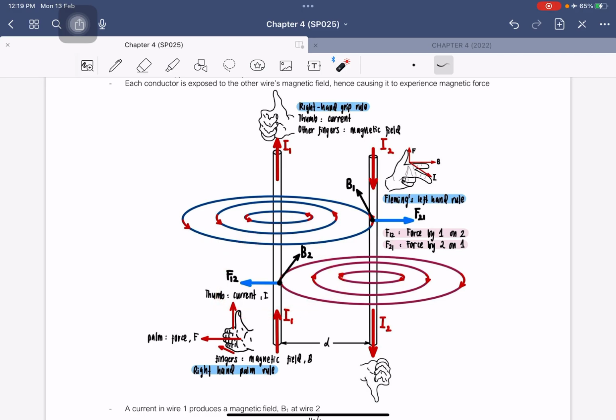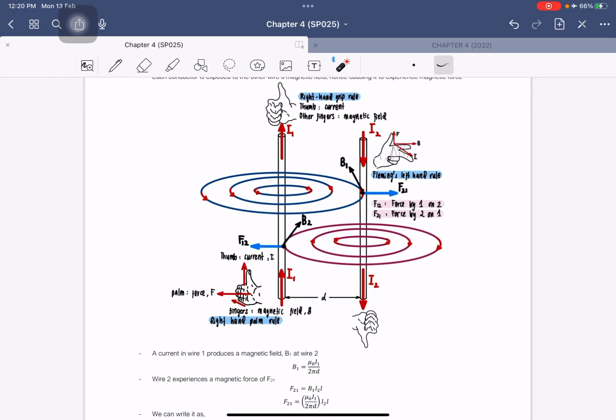When the magnetic field is like this, you can either use the right hand palm rule or Fleming's left hand rule. If you use the palm rule, our thumb will be pointing in the direction of current, and the palm is telling us the force. The direction of the other fingers is the direction of magnetic field. Make sure you are able to understand how to determine the direction of force.